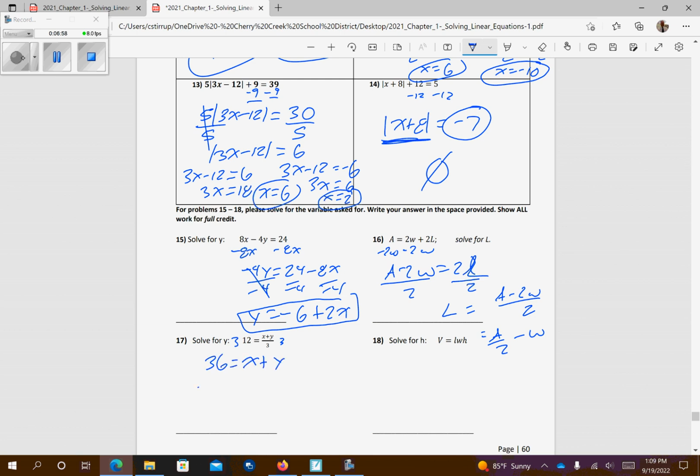We want to solve for y, so I'm going to multiply both sides by 3. Subtract x from both sides. That's what y is equal to. We're going to solve for h. Well, L, W, and h are being held by multiplication, so divide each side by LW. Those cancel. And so I'm going to get h equals V over LW. There's your answer.